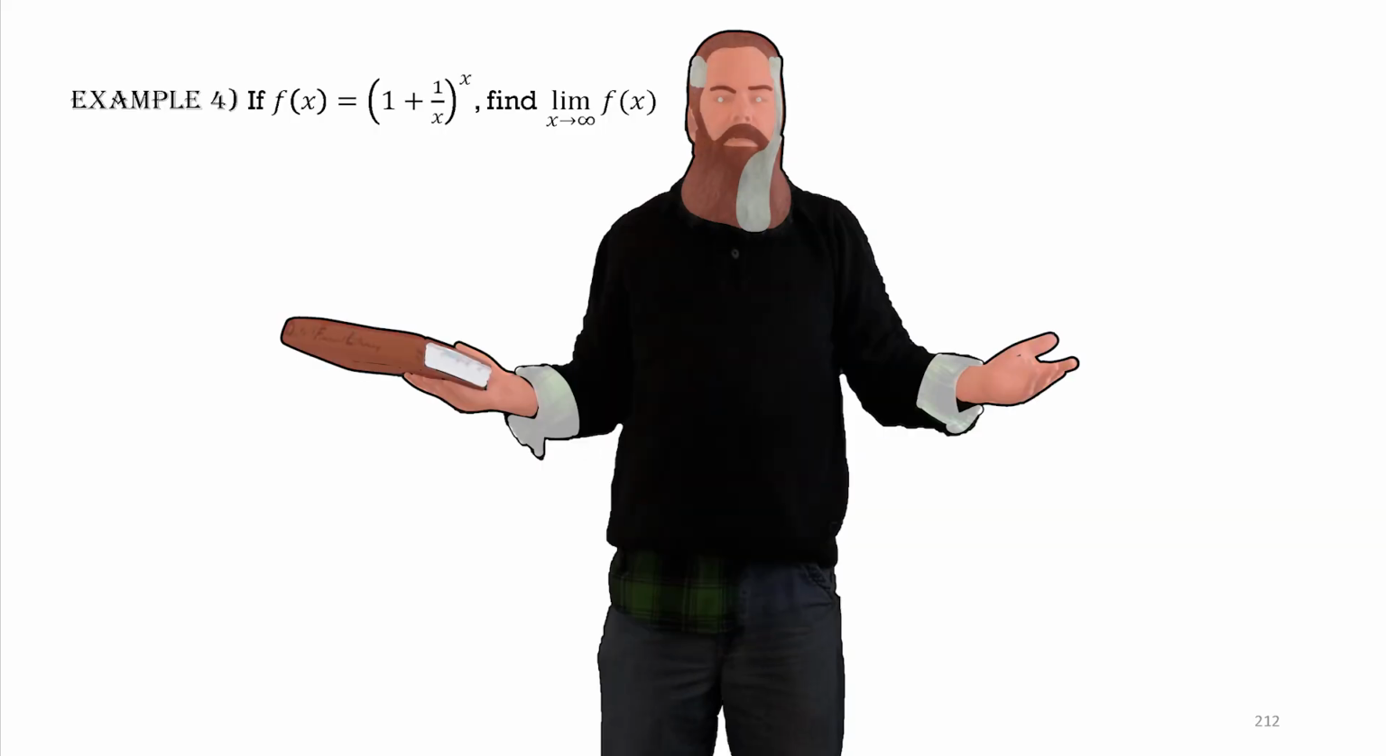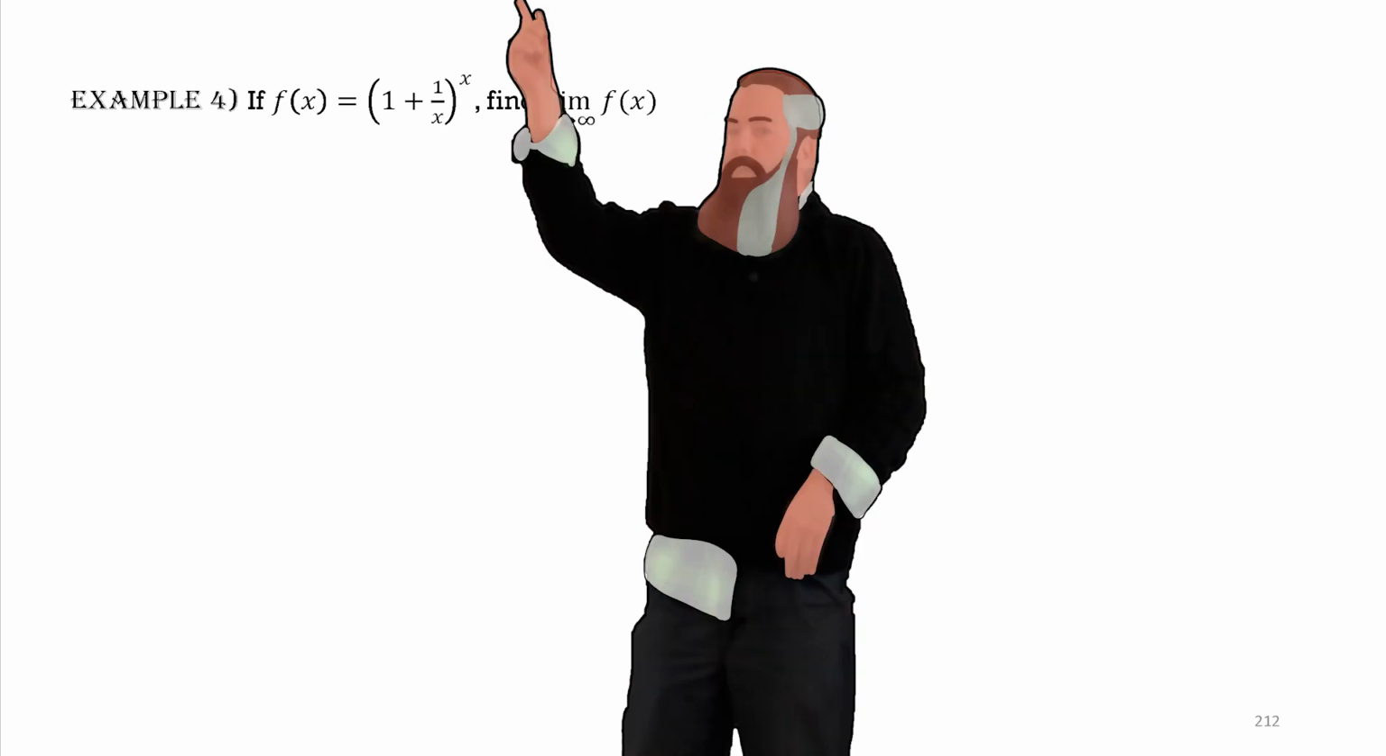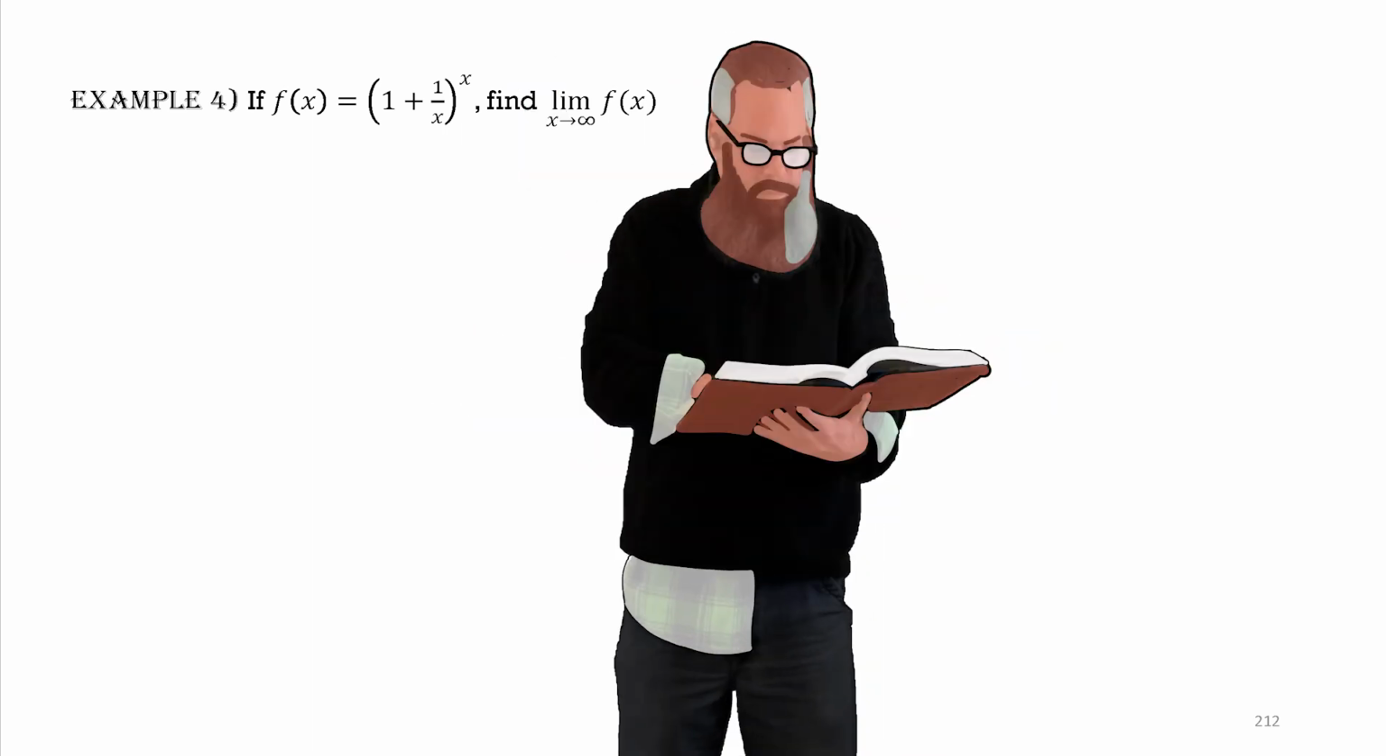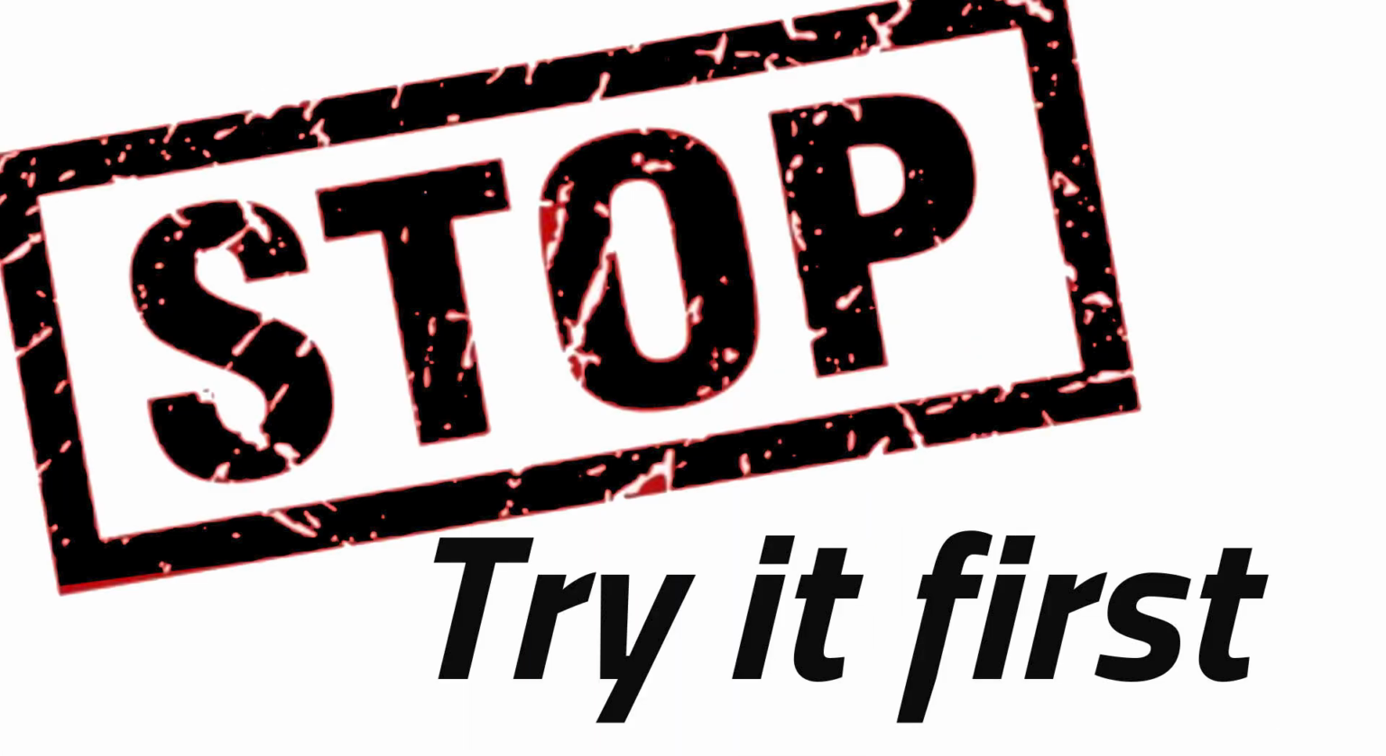What if f of x was equal to the sum of 1 and 1 over x, to the x power? Can we find the limit as x approaches infinity of f of x?